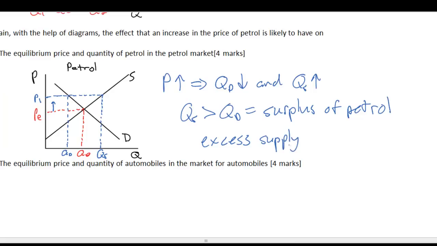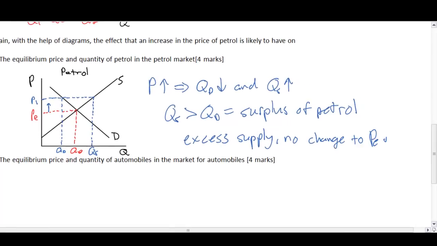Now, assuming nothing else changed, assuming there was no change to the level of demand or the level of supply, notice that the supply and demand curves do not shift, then there is no change to the equilibrium price of petrol or the equilibrium quantity. Rather, this market moves from equilibrium at PE and QE to a disequilibrium at P1, at which the quantity supplied is greater than the quantity demanded.